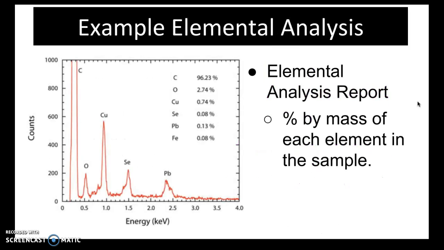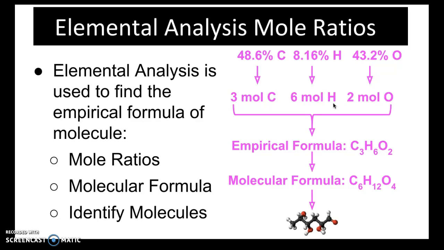All right, just want to show you what an elemental analysis report looks like. Again, it's important to note these percentages are percent by mass. So this is just an example of what one looks like. So how do we do this process? How do we go from the percentages to mole ratios to empirical formula to molecular formula? Like, how do we do all that?